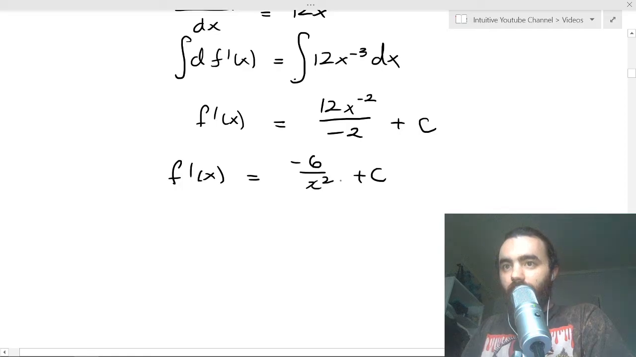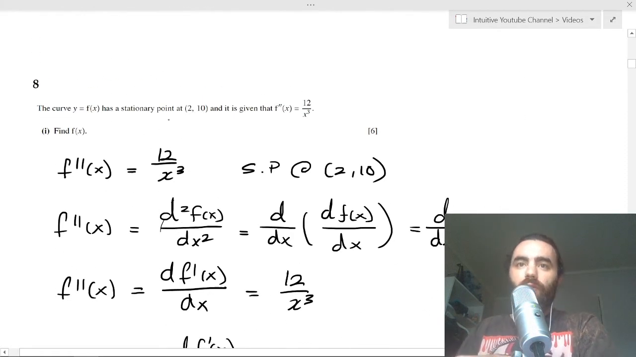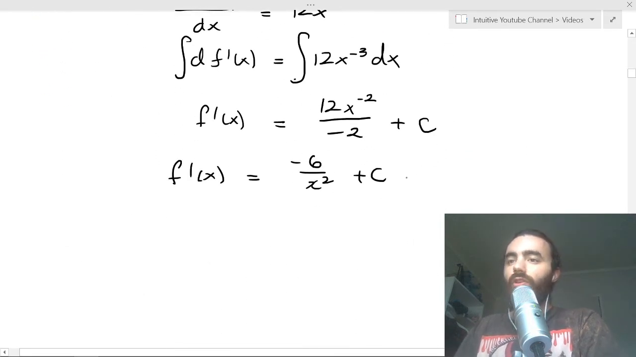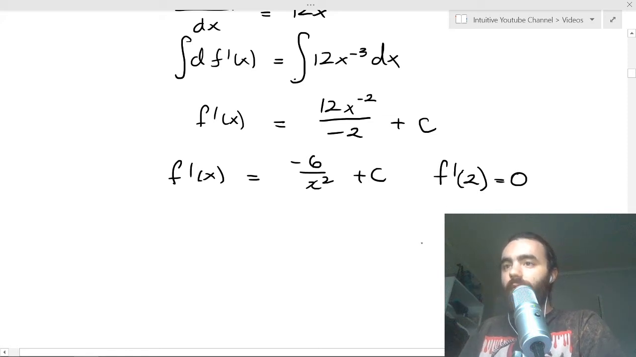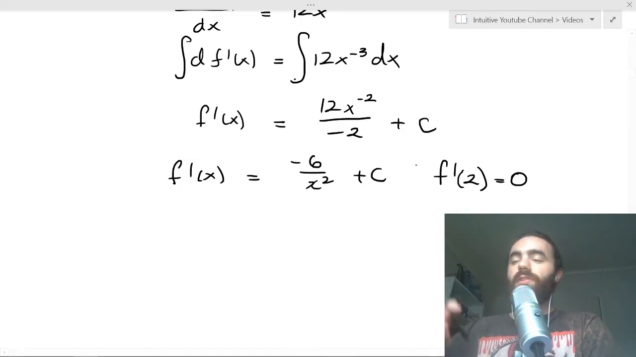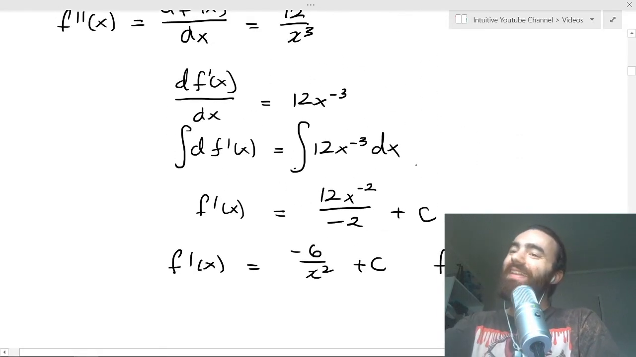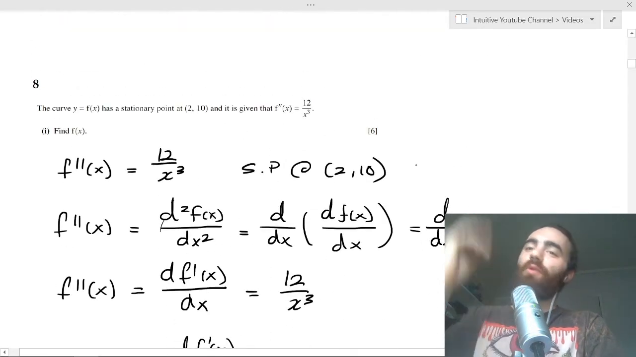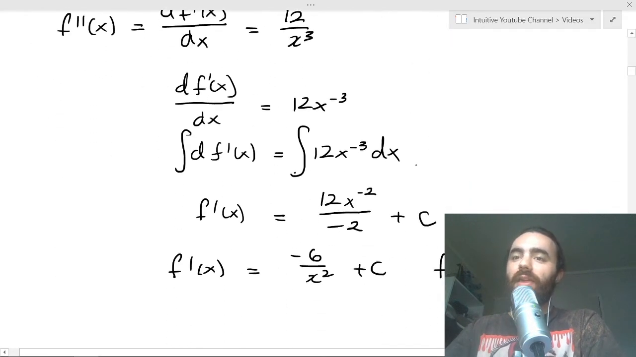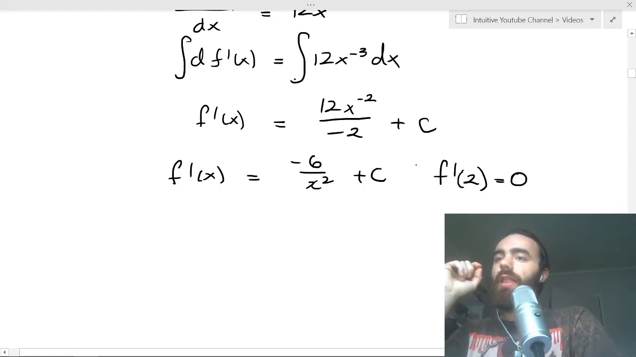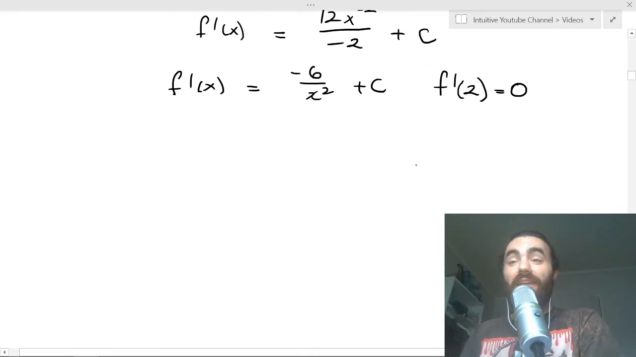and that's just minus 6 over x squared plus c. Okay, and we know that this curve has a stationary point at (2, 10). So that means that if the curve has a stationary point at (2, 10), the derivative of the curve at x equals 2 is equal to 0, and that's exactly what we did there.